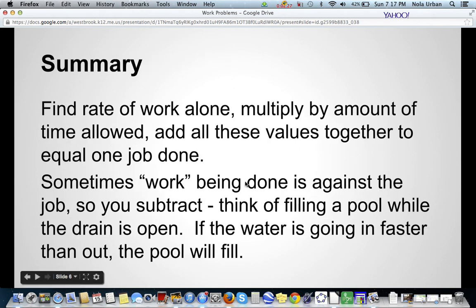In summary, you find the rate of the work the person would complete all by themselves. You multiply that by the amount of time that they are allowed to work, and you add all of these values together to get one job done.